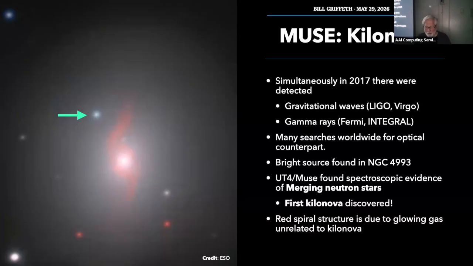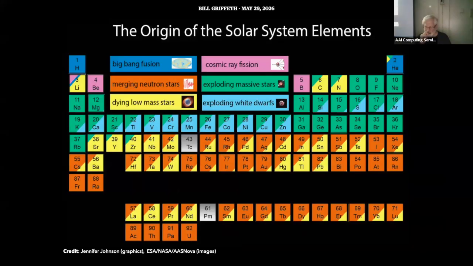Well, so what? What's so important about merging neutron stars? This is another image that's worth some pondering. Merging neutron stars create 50 of the 92 elements found naturally in the solar system, including gold and uranium. In fact, it's the only source of uranium that we know about.